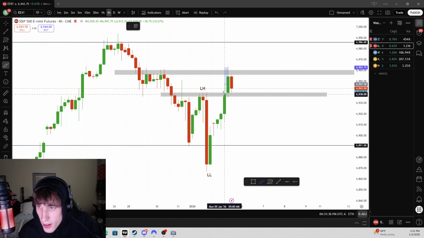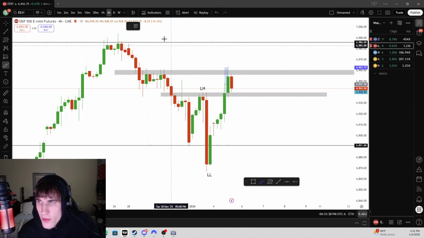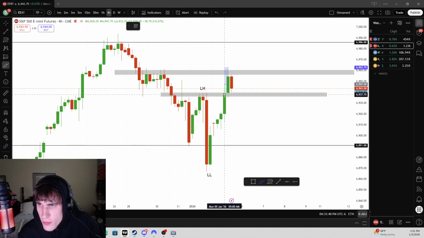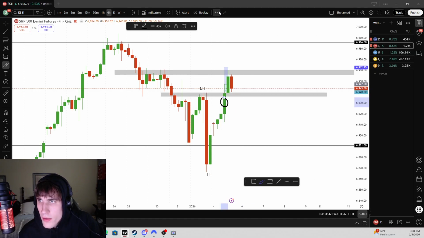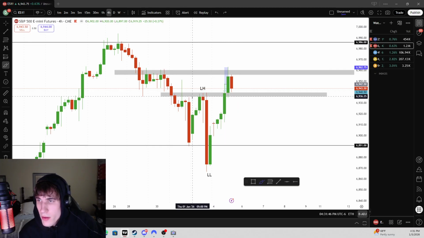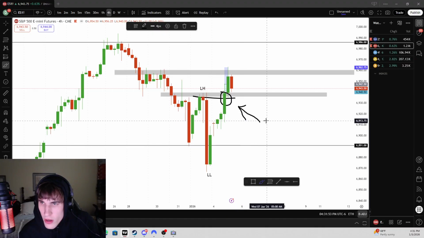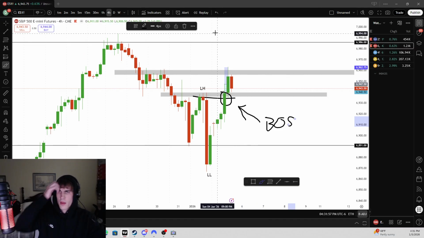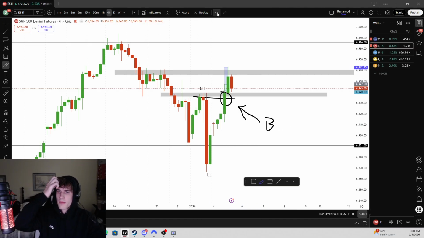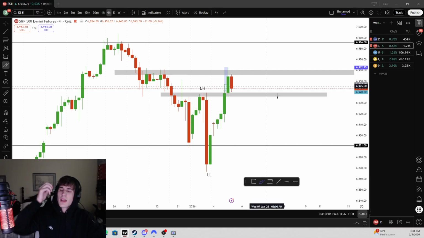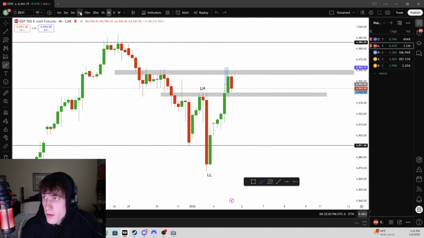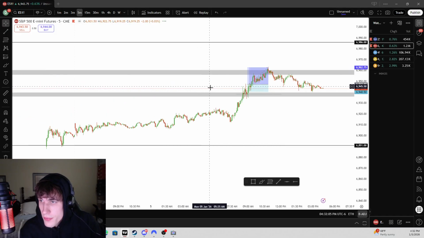Price opened up here, okay? I waited for the 4 hour to close. This one, this candle right here. And once I saw it closed above this level, above this lower high, it broke structure right here. This is the break of structure on the chart. Okay? Price broke structure to the upside, indicating that price probably wanted to go higher. So I waited for that close.